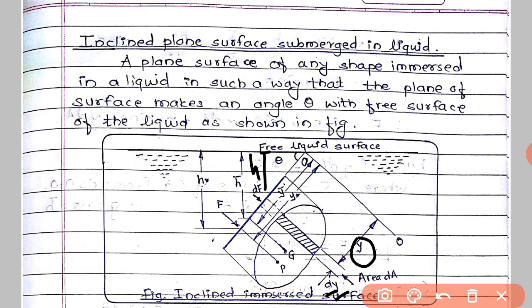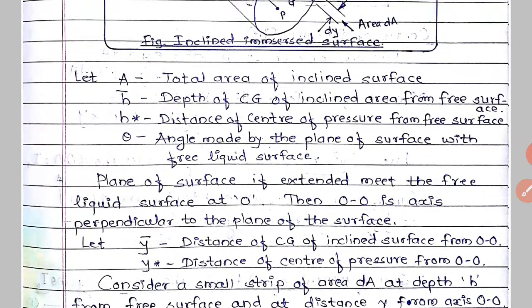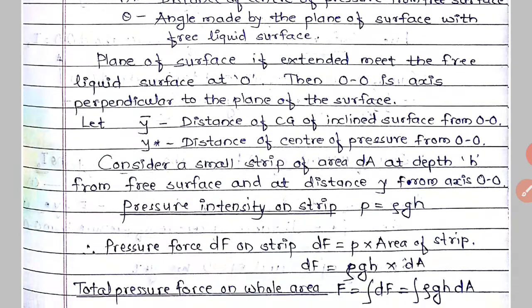Then we have to calculate the pressure intensity on the strip for calculating the total pressure force on the whole area. How to calculate the total pressure force on an area? The total pressure force on the whole area can be calculated by integrating the pressure force on a strip. So first we have to calculate the pressure force on the strip. For that purpose, the given quantities are A, H bar, S star, theta, y bar and y star.